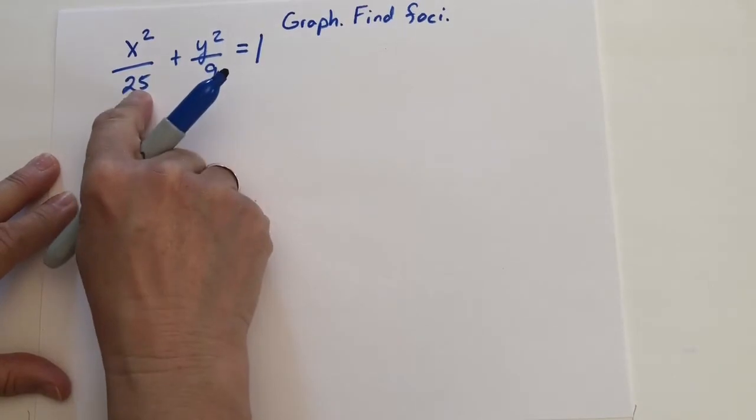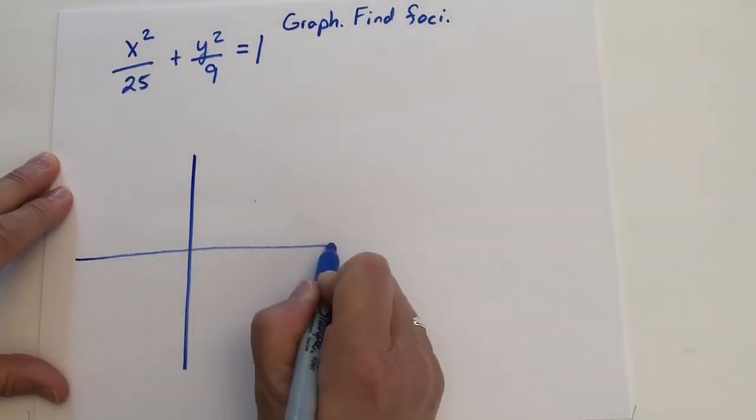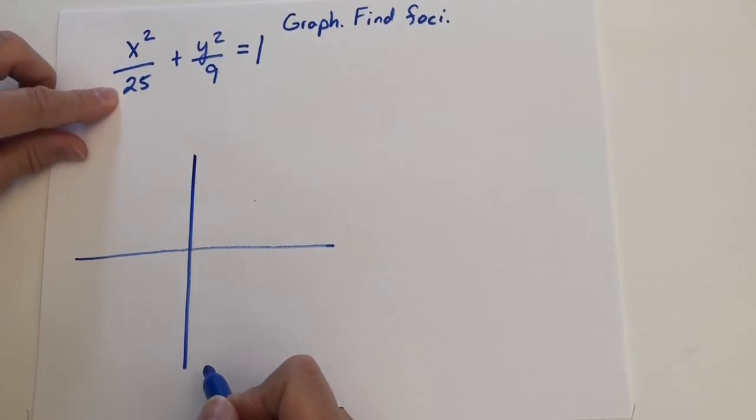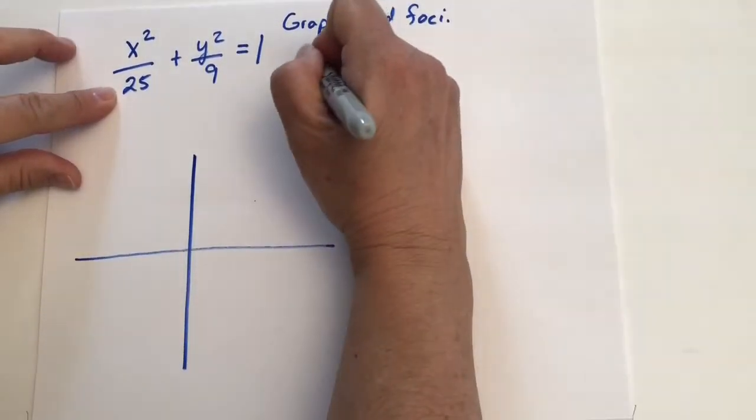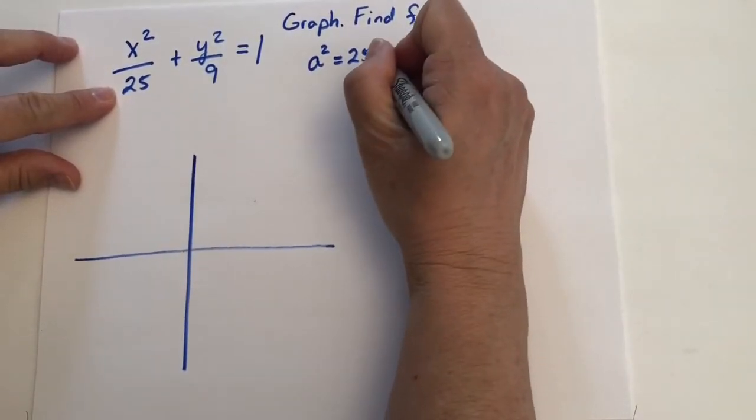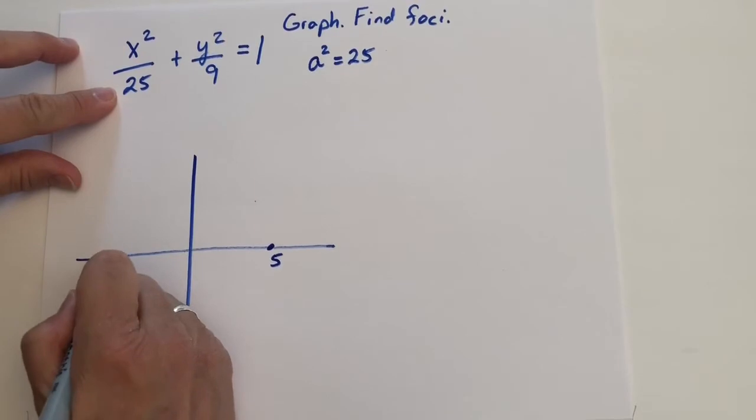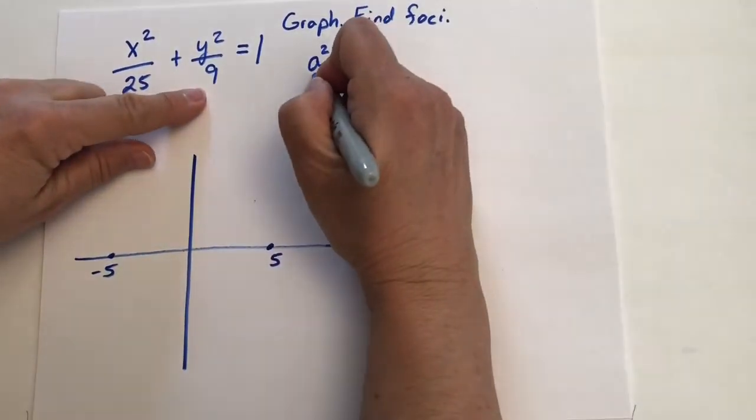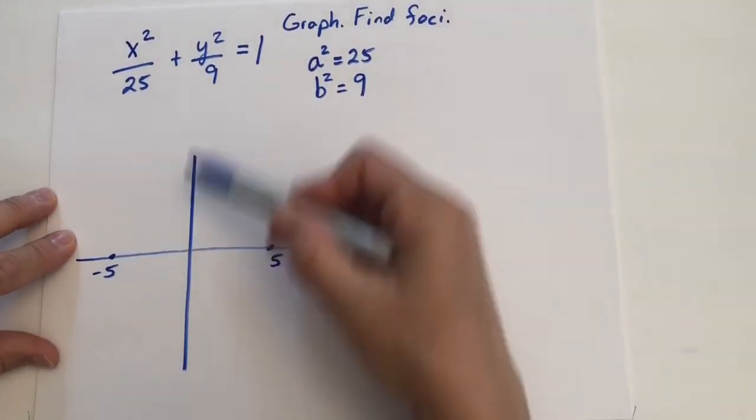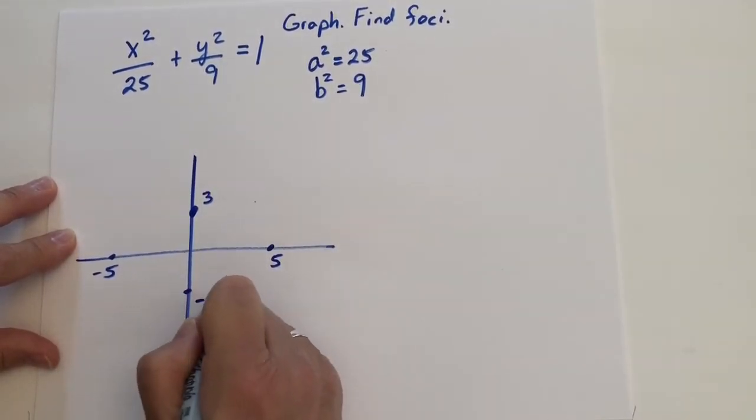But I look underneath the x to figure out how far to go in the x direction. So here's my graph. I'm going to go in the x direction, the square root of 25 units, in other words, 5 units. So let's just jot down that a squared equals 25. That means a equals 5. Here's 5 and negative 5. b squared, the smaller of the two denominators, is 9. So in the y direction, we're going to go 3 units. So up to 3 and down to negative 3.